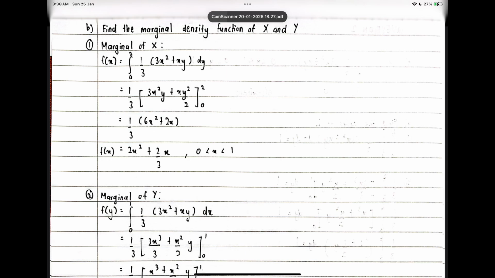We move on to part B, whereby we need to find the marginal density function of x and y. The marginal PDF of one variable is found by integrating the joint PDF over the range of the other variable. So in order to find the marginal PDF of x, we need to do like this. It is the same working steps for the marginal PDF of y.